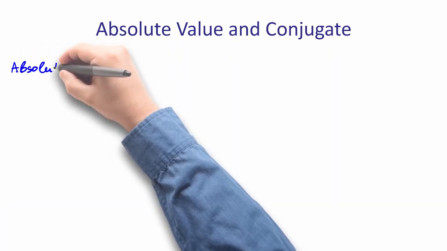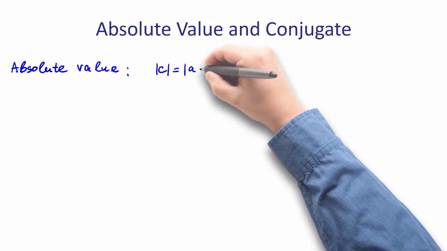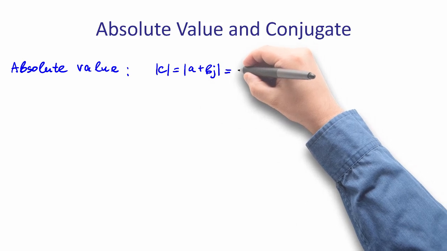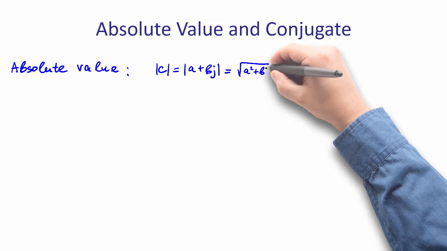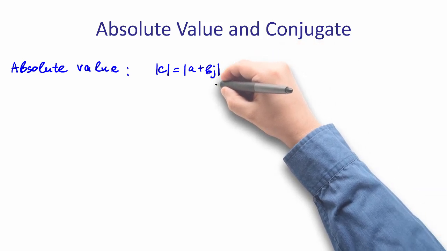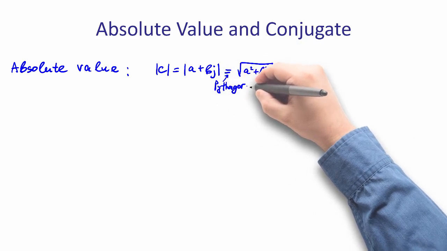Now we want to define absolute value. So absolute value of complex number a plus bj based on the Pythagoras theorem is just the radius r, and this is square root of a squared plus b squared. It's much simpler to do that, of course, for the representation in polar coordinates, because this is just r.